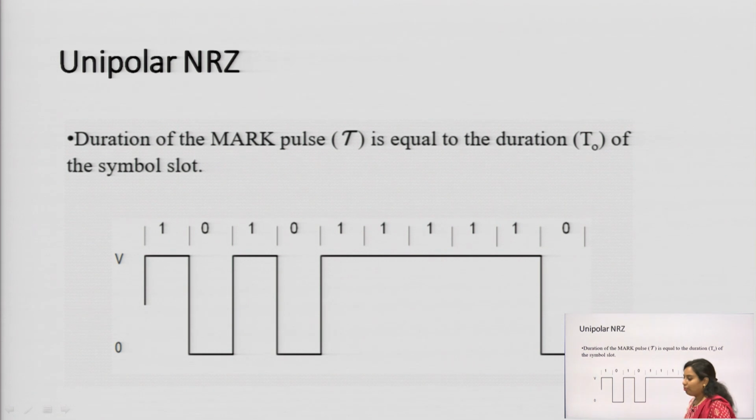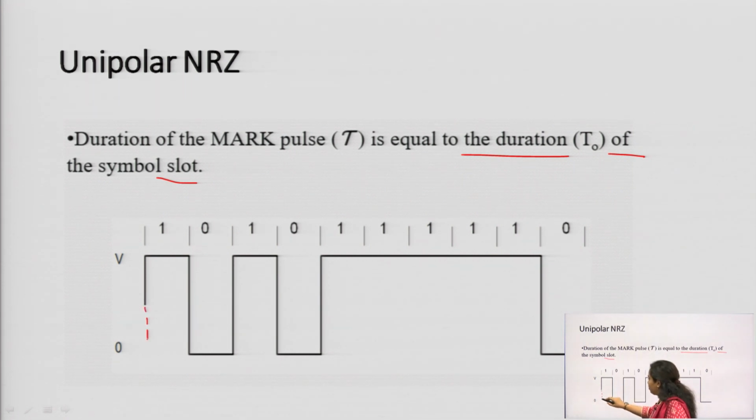This is an example of unipolar NRZ. Duration of the mark pulse is equal to the duration T naught of the symbol slot. So, you can see that for the full bit duration the data will be like this. For 0, I am transferring no data, this you can consider. Then for 1, I am transferring the data, for 0 no data, 0 volt will be there, and for 1 this is how the data is going to be transferred.